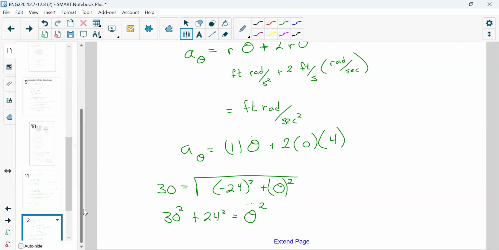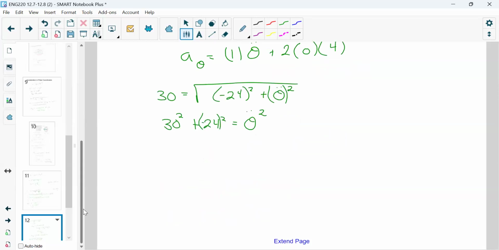I moved it to the other side. Well, you square it and it's a positive number, but then you subtract it from the other side. It's gonna become negative. All right. So theta double dot ends up being then 18 radians per second squared.